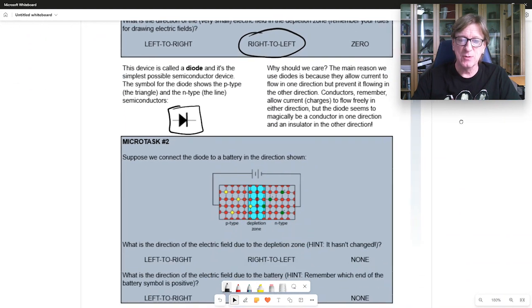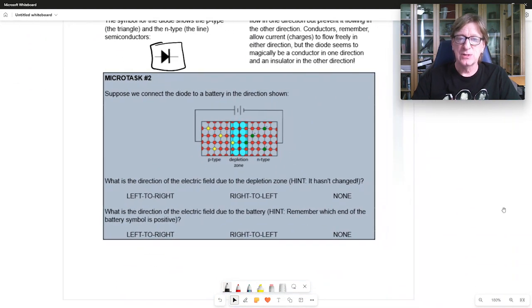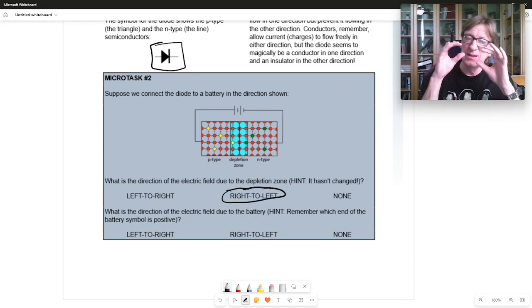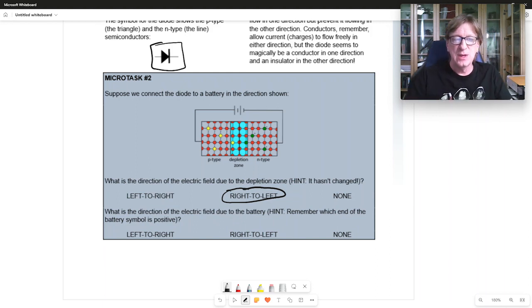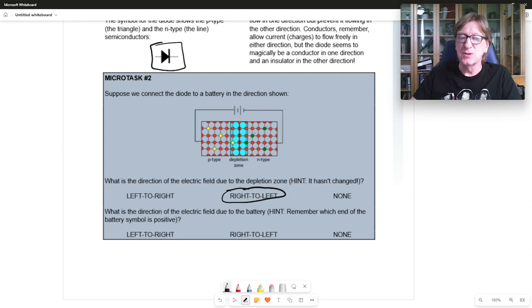So let's go down to microtask 2 here. I'm going to connect a battery here so that I have a circuit. Now, what direction is the electric field in the depletion zone? And I'll give you a really good hint there. Well, it hasn't changed, right? Because that electric field is strictly due to those electrons in the two semiconductors being attracted and jumping across that depletion zone. Now, what is the direction of the electric field due to the battery in the semiconductor?